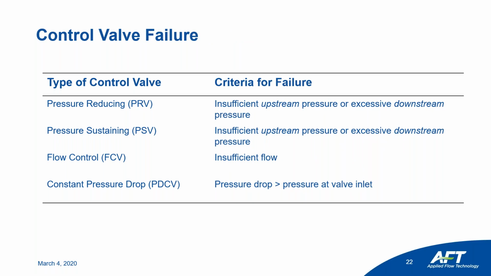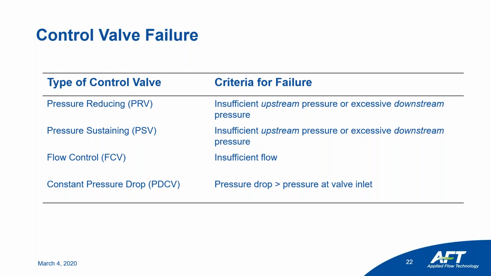So if we look at failure, there's a few different criteria for failure. So for pressure reducing, we can see that if there's insufficient upstream pressure or excessive downstream pressure, let's take this kind of piece by piece. So if there's insufficient upstream pressure, we'd expect our valve to open all the way, because it has no pressure to remove to reach that set point. And if our downstream pressure is exceeding our set point, well, we can close off the valve because we're already all set on all the pressure that we need.